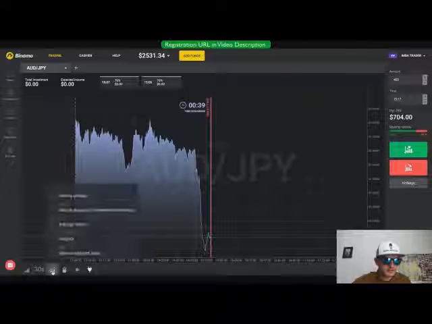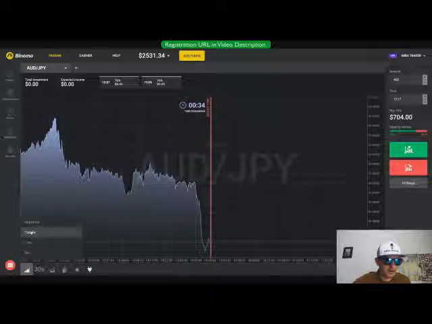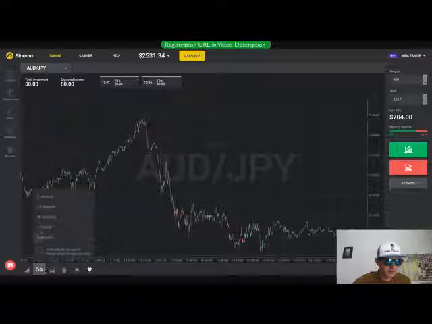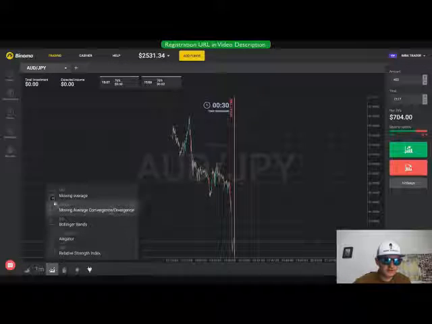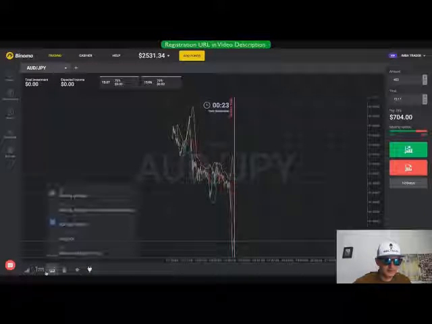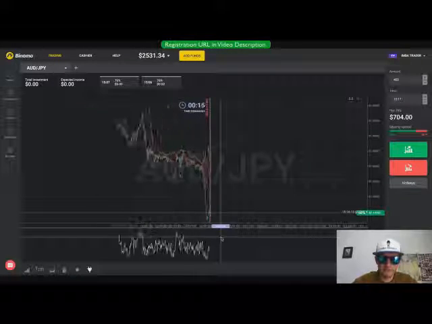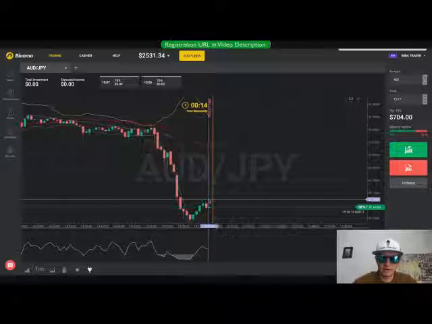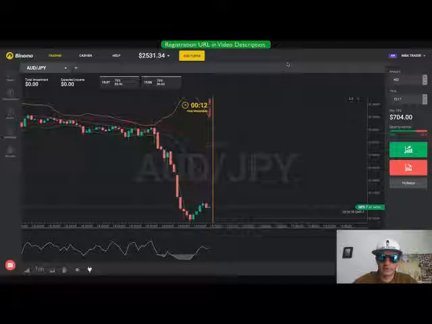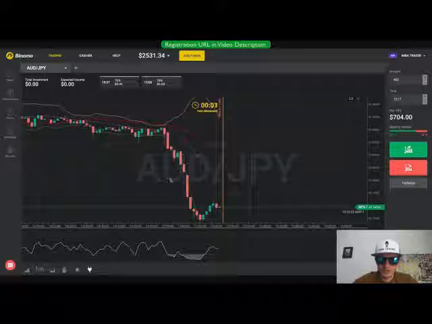Alright, so let's switch to the candlestick graph, 1 minute interval, and add the indicators: moving average, Bollinger Bands, and RSI. On Binomo, for RSI I usually set up the period of 5, so it provides a better indication of current conditions on the market.